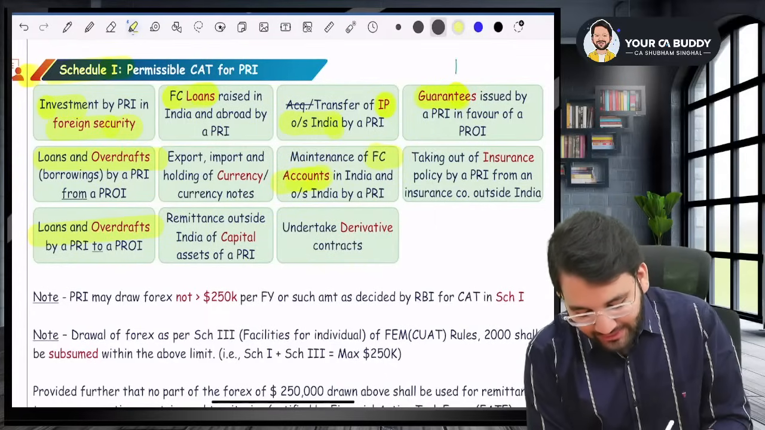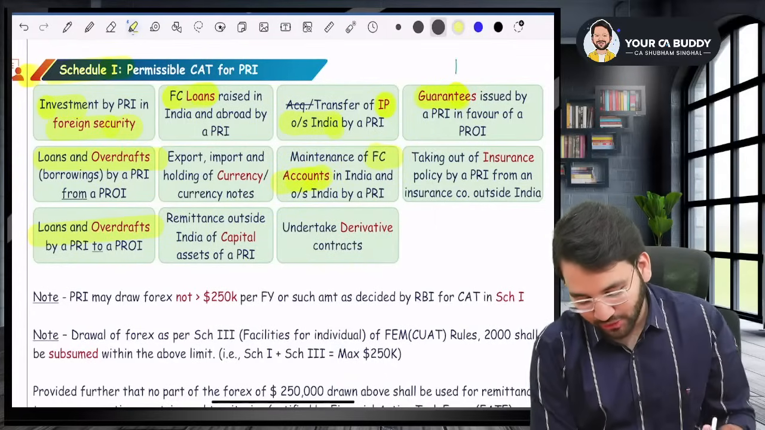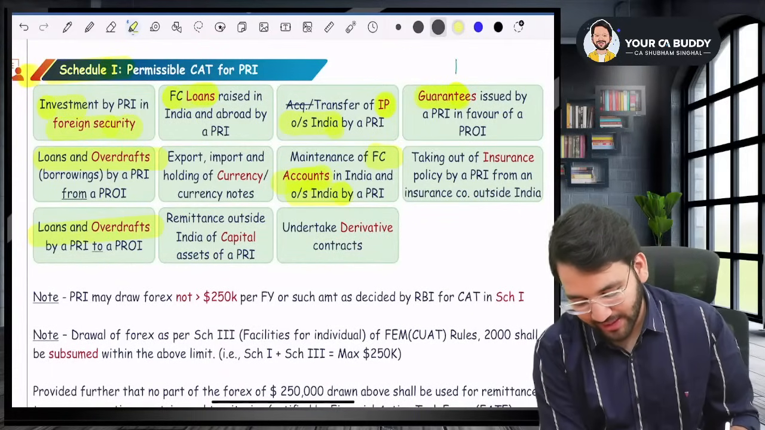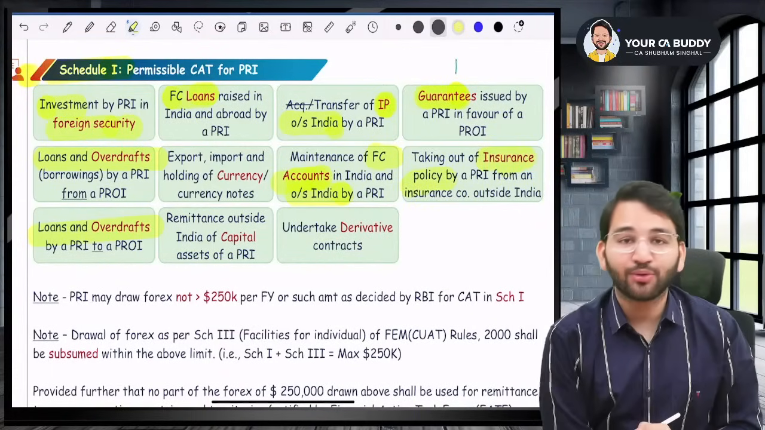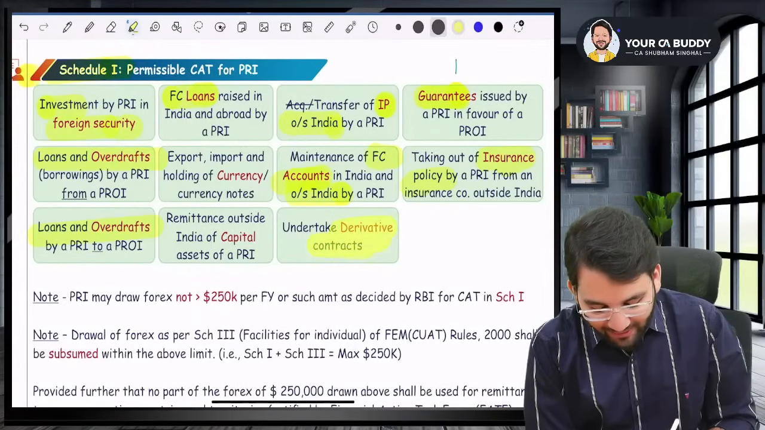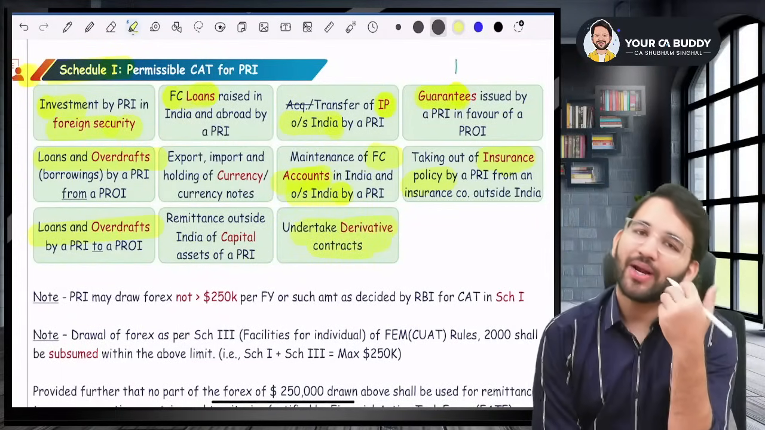You can have a foreign currency account. If you have a foreign currency account, that is also fine. You can have a foreign currency account outside India. Sir, you can take an insurance policy outside India. And you can take derivative transactions also outside India. So you can do these things.